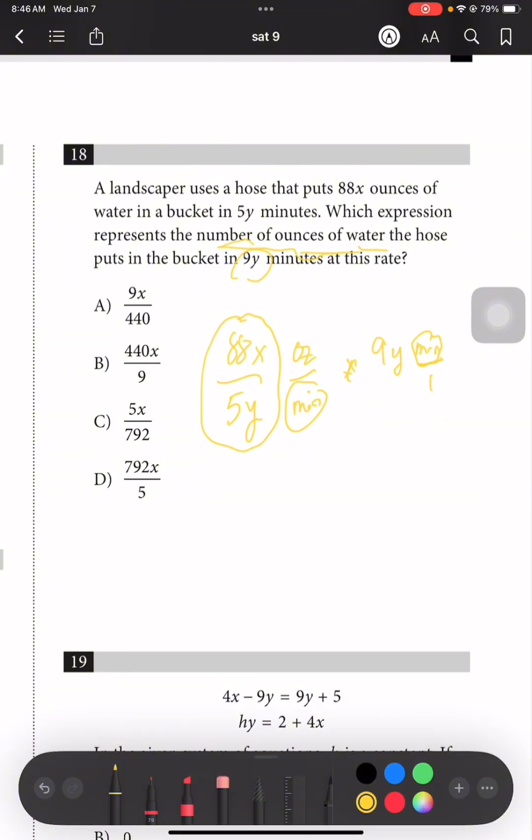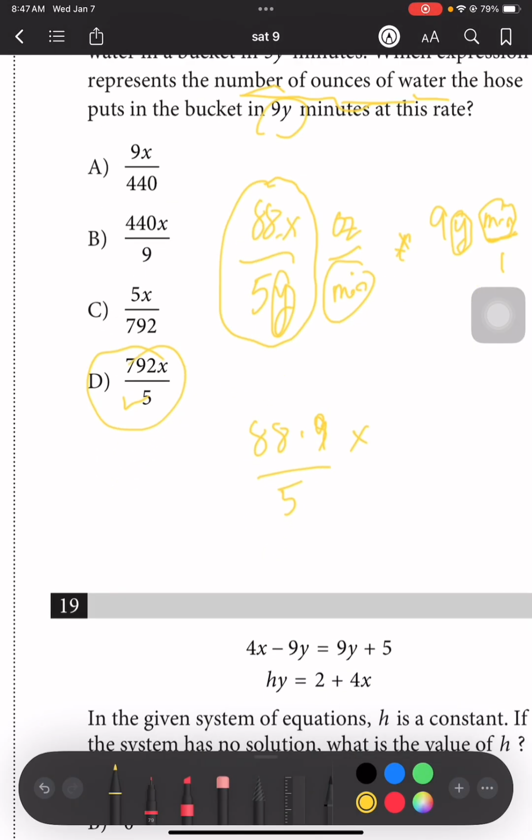So it's 88. So this is 88 times 9 divided by 5. Also, the y cancels out too. There's y over y. We also have y over y. And also the x, you have that. So 88x times 9 divided by 5. So we need a 5 in here. Oh, this is the only one that has a 5 under it. None of these have a 5 in it.